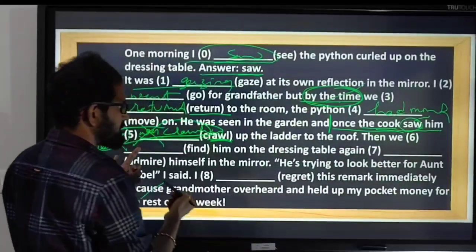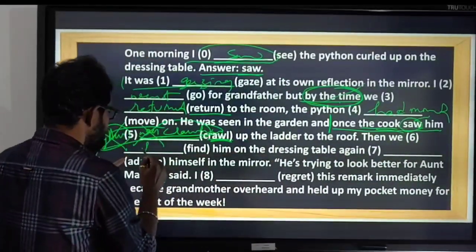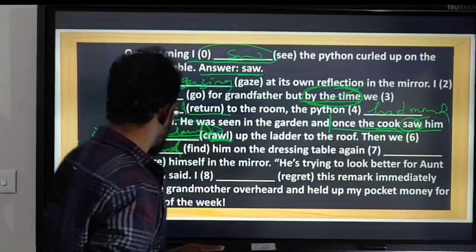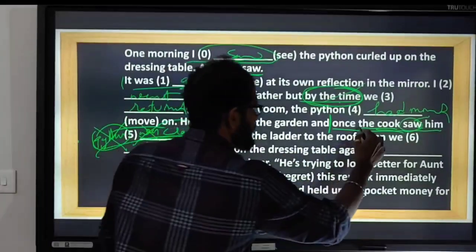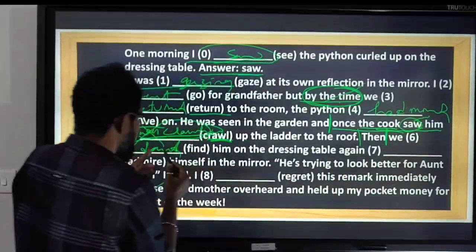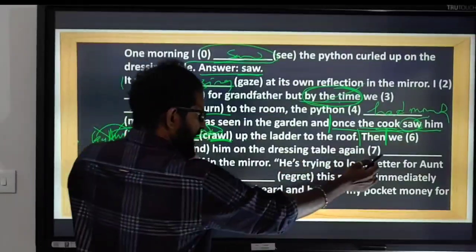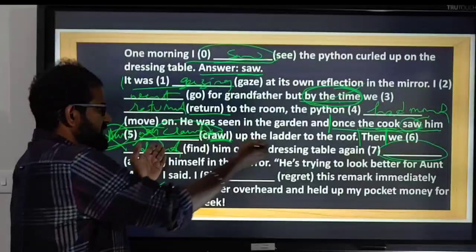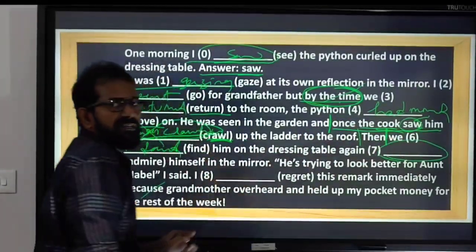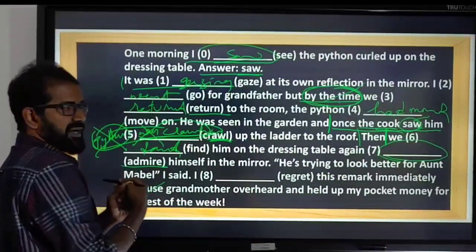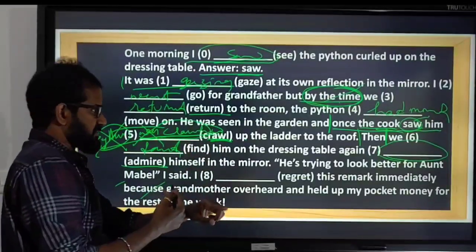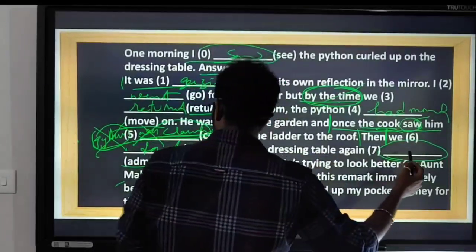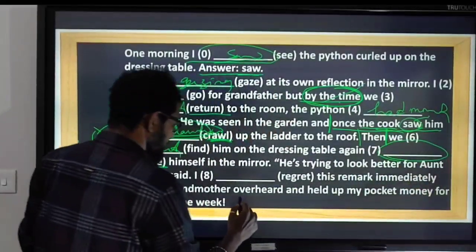Then we found him on the dressing table again. Look here. We found him on the dressing table again. We need to mention another verb again. Already we used one main verb in a simple sentence. So we can't use again another main verb. So we need to change this admire into present participle or past participle. Found him on the dressing table again. Now just go again for the simple sentence.